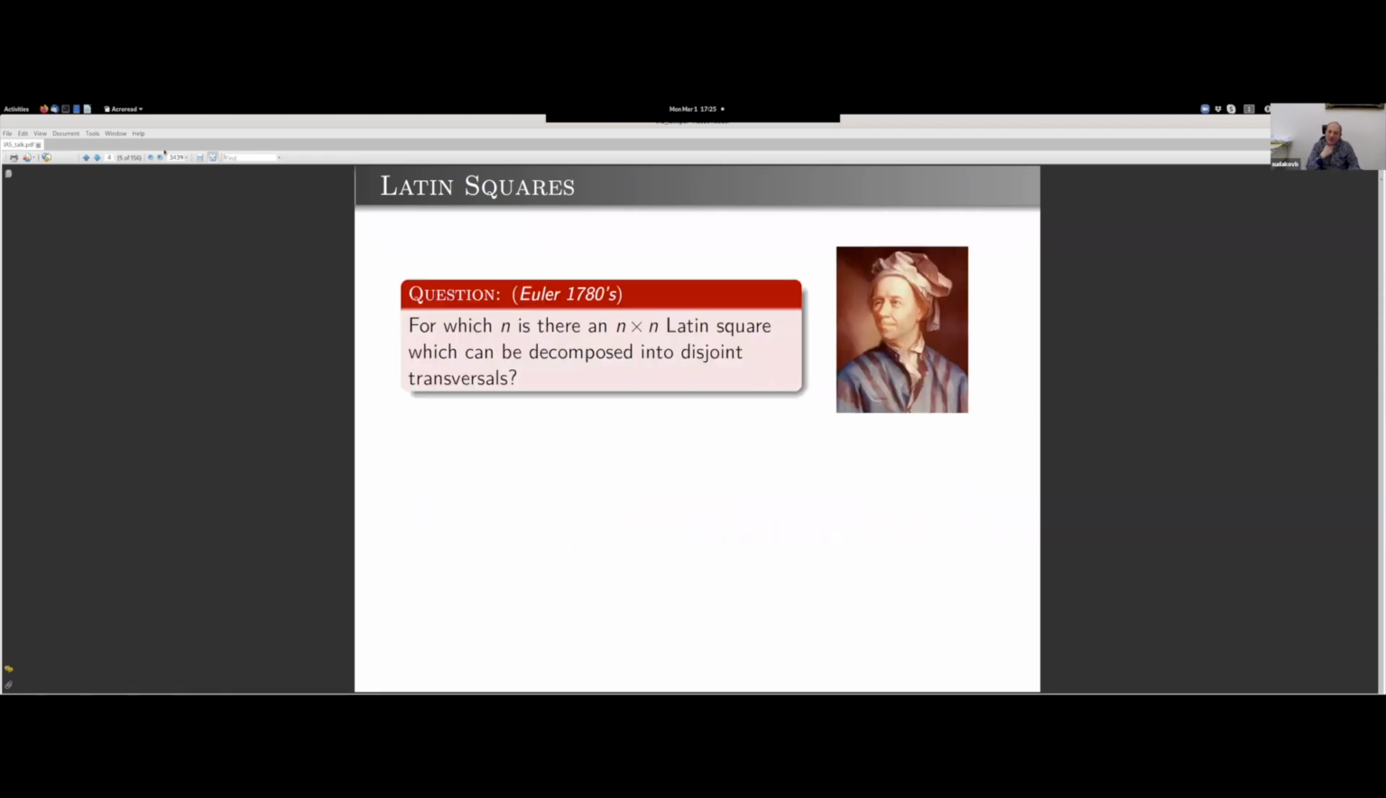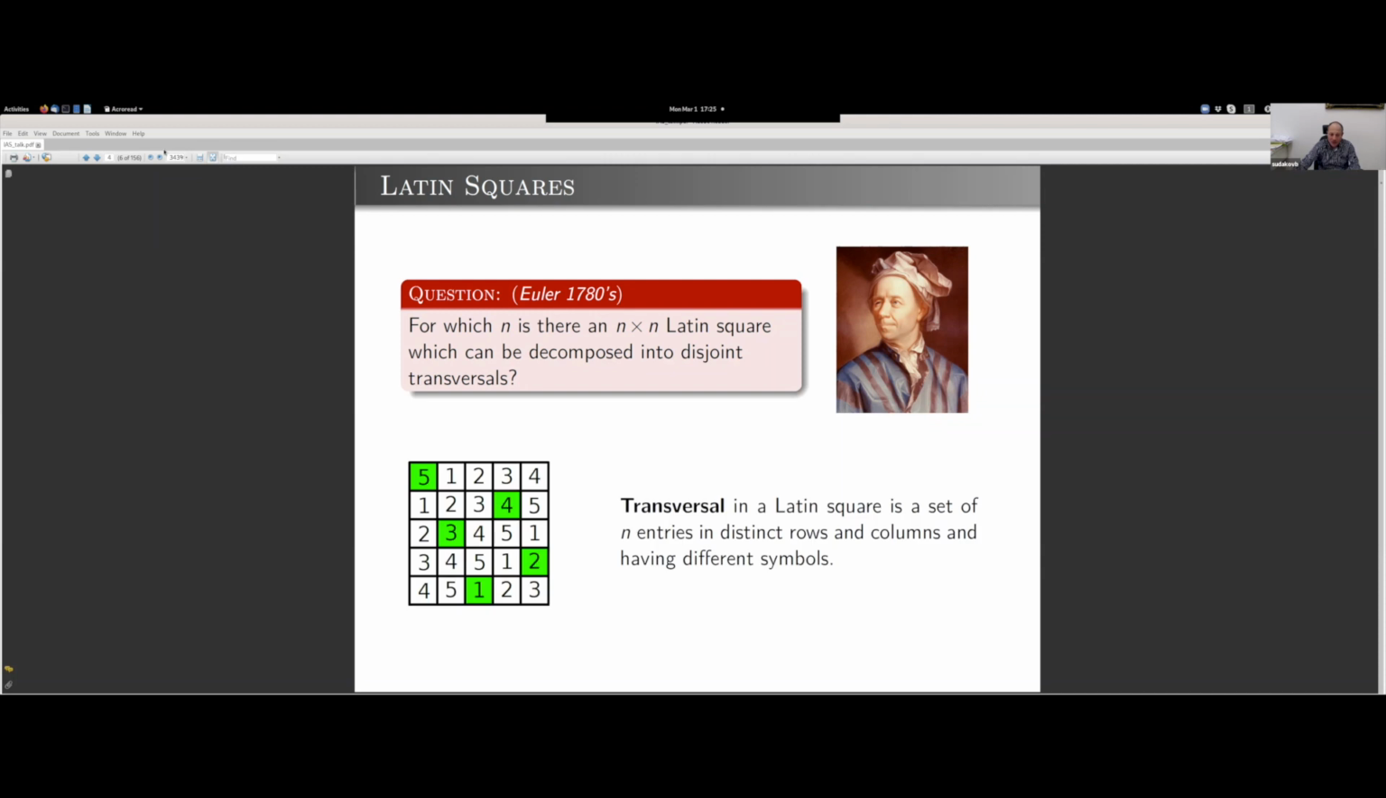The study of transversals in Latin squares goes back more than 200 years, to the question of Euler, who asked which Latin squares can be decomposed into disjoint transversals. Let's see an example. Here is a Latin square which I had before, and this green color is the first transversal which I can find in it. But then I can find a purple transversal, which is disjoint from green. And then I can find blue, yellow, and white transversals. So I found 5 transversals which decompose this Latin square.